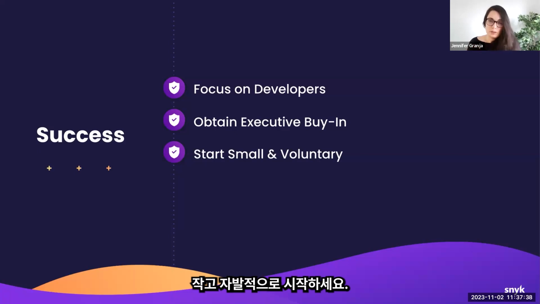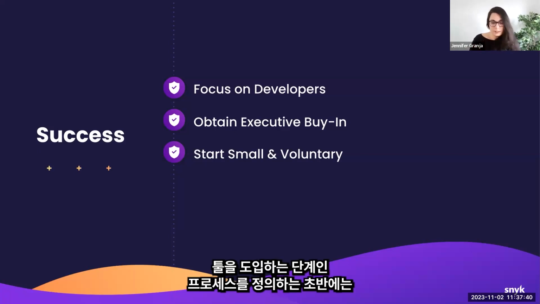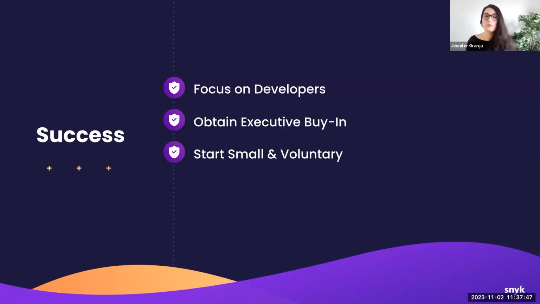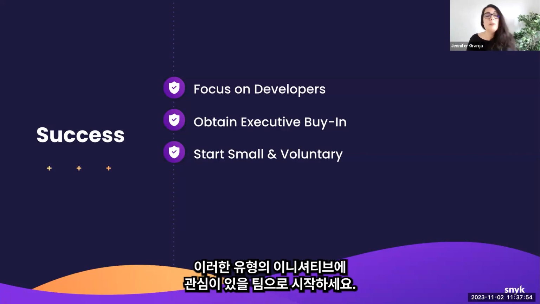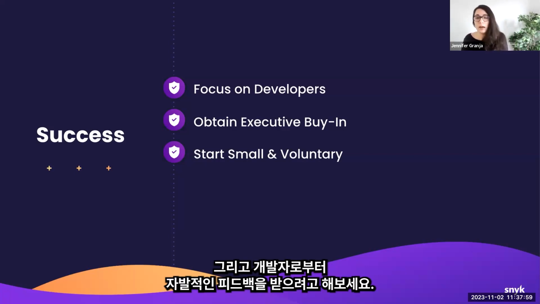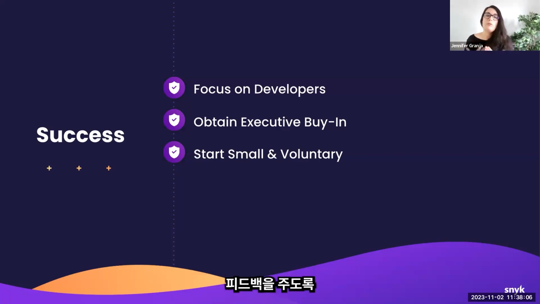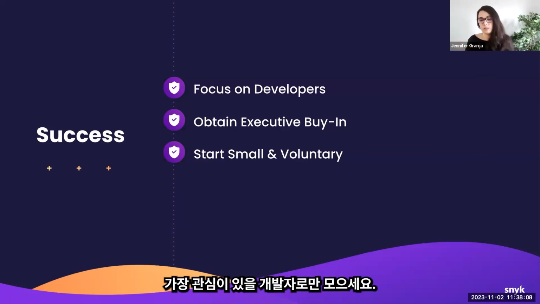Start small and voluntary. At the beginning, when you still define the process, where you implement the tool and want to onboard the people with this education part, don't go full in with onboarding all the developers. Just start small with a small team, or for example, a team that you know will be interested in this type of initiative, and try to get voluntary feedback from your developers. Get the developers who may be the most interested, so they will provide feedback on how to improve before extending to the bigger developer team.